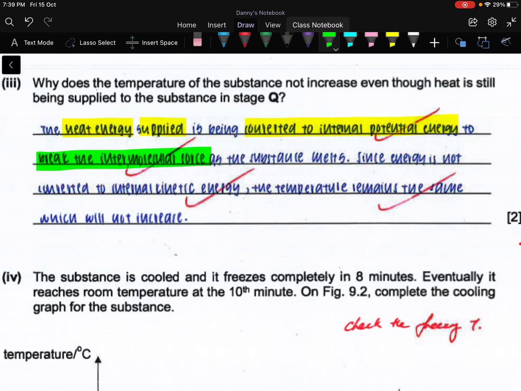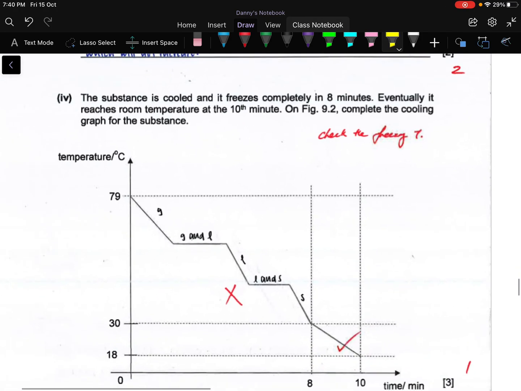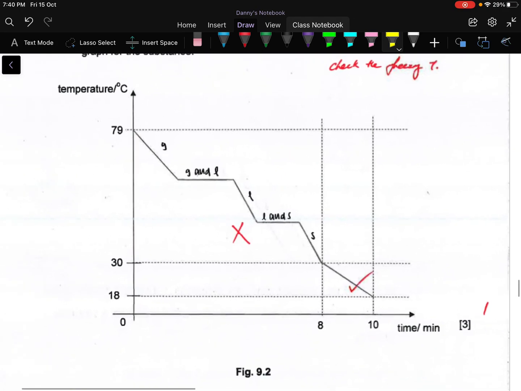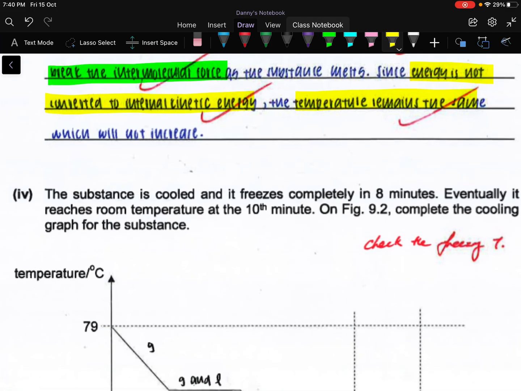Then can you tell me why the temperature is not rising? Because the energy is not converted to IKE. So the temperature will remain the same. Yeah, very well done. But for part 4, I think the student got a bit nervous when she saw a blank graph. So what you need to do is do it in steps.